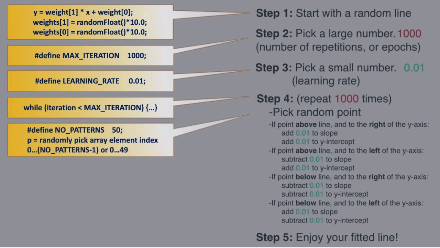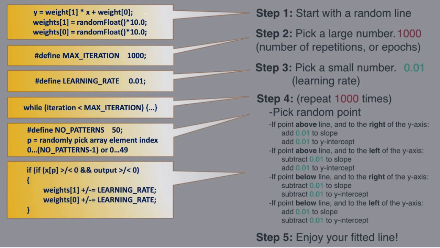We will define a constant called NO_patterns with value 50 as the number of points in our data sets. Inside the loop, we pick random points 50 times from the given data set to determine their locations in each iteration.